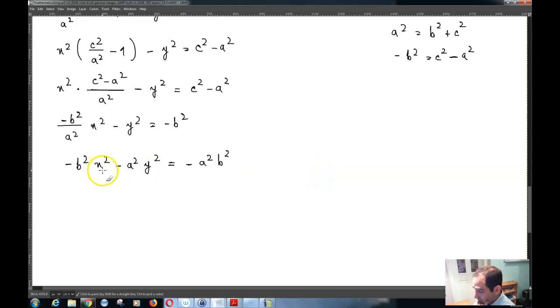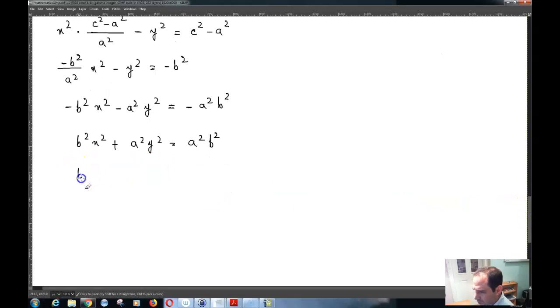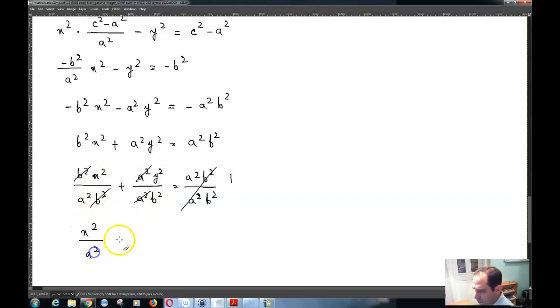And so if I divide by a squared b squared and a negative 1, so if I multiply by negative 1, I'll get b squared x squared plus a squared y squared is equal to a squared b squared. Divide by a squared b squared, so b squared x squared divided by a squared b squared plus a squared y squared divided by a squared b squared is equal to a squared b squared over a squared b squared. So this becomes 1. Over here these two will be cancelled out. These two will be cancelled out. So you have x squared by a squared plus y squared by b squared is equal to 1.